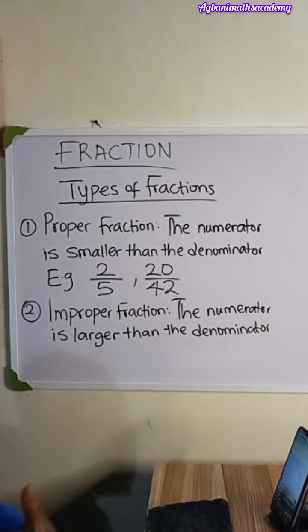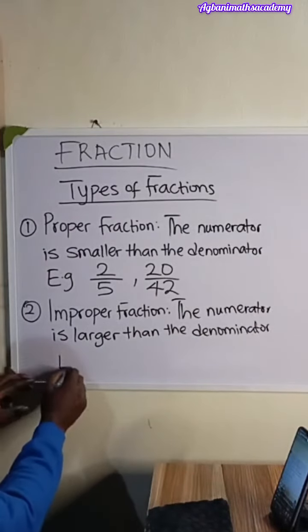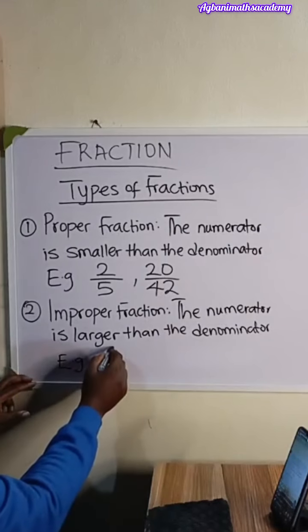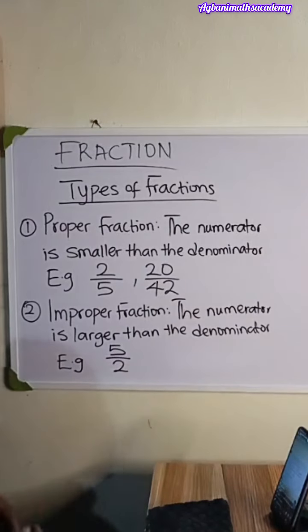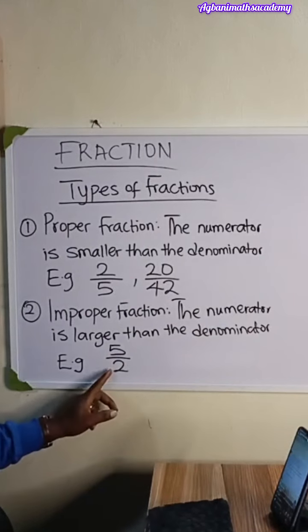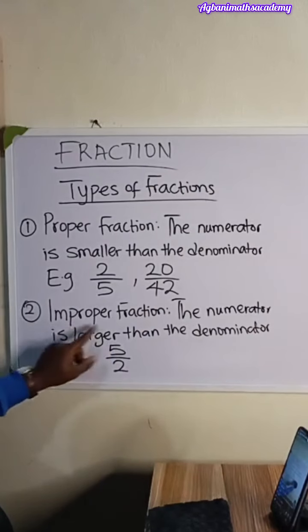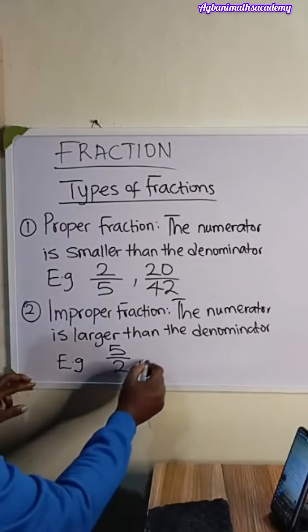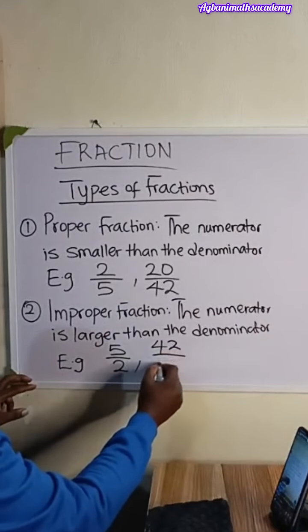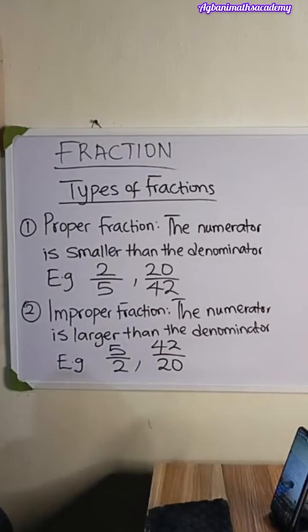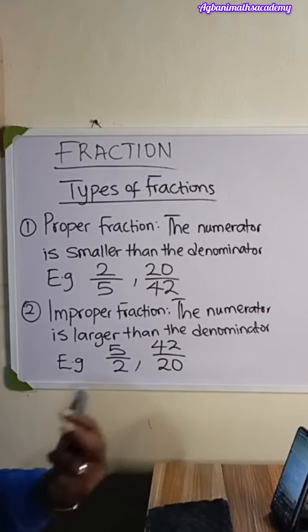So the numerator is larger than the denominator. It is improper. So example, 5 over 2. 5 over 2, 5 is larger than 2. So it's not proper for a number smaller to be carrying a number bigger. So it is improper. If you have 42 over 20, this is also improper because a smaller number is struggling to carry a bigger number.